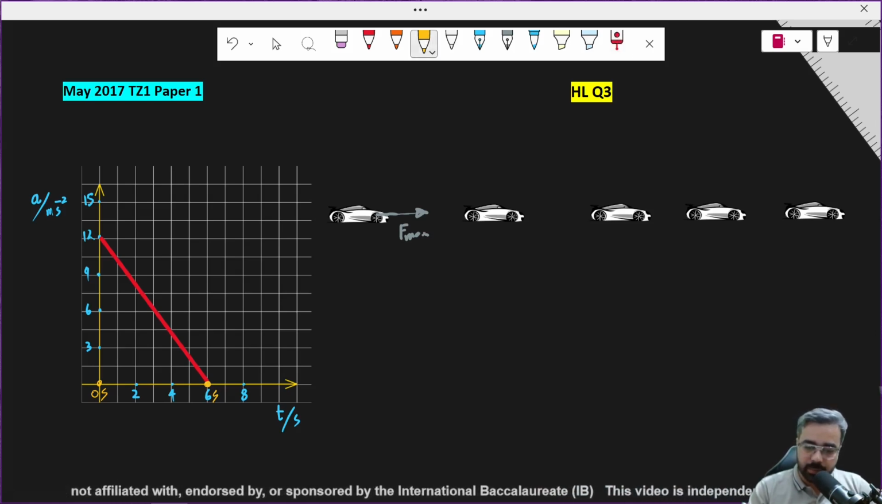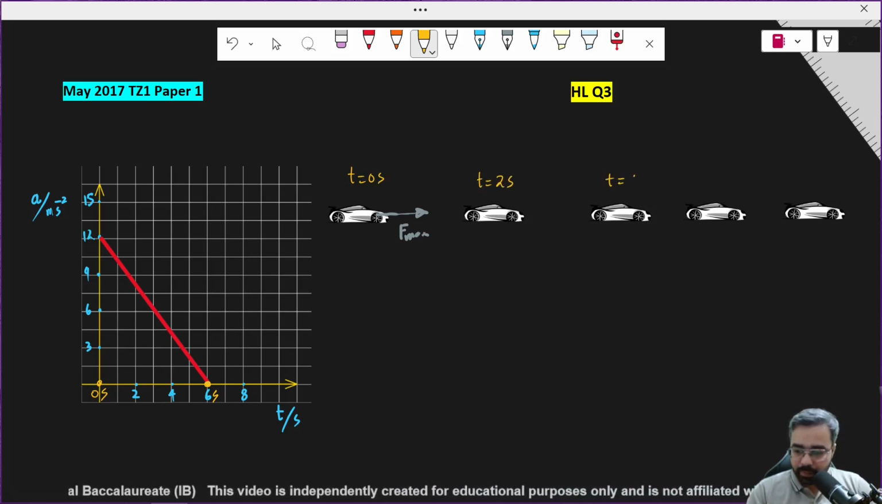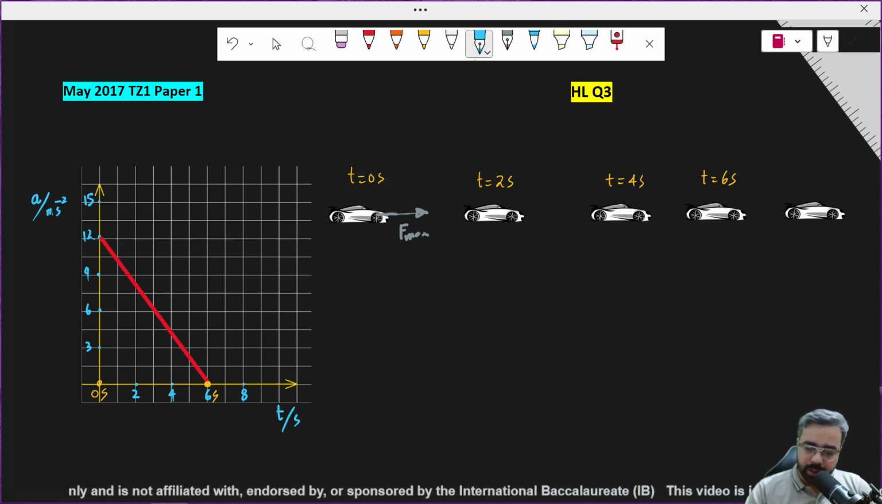So this is the time at t equals 0 seconds. Let's say this is the time t equals 2 seconds. Then it's the second position, and then this is the sixth second. Afterwards, what we observe is that at the sixth second, when the acceleration is zero, it means that the velocity will be constant.